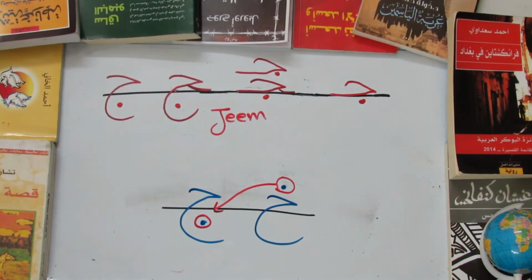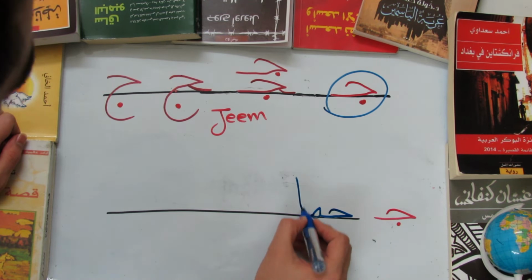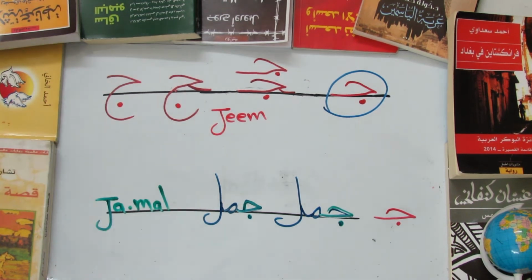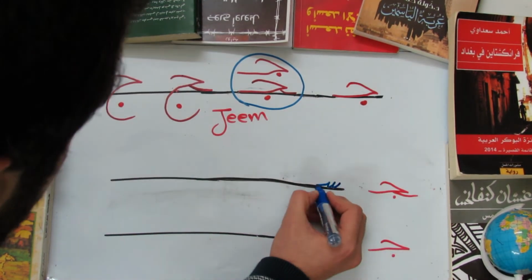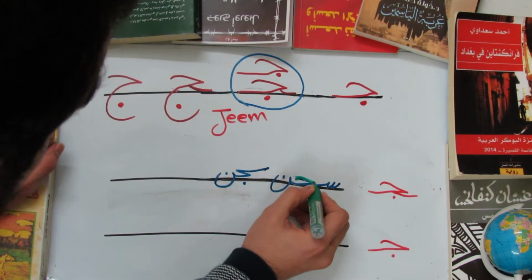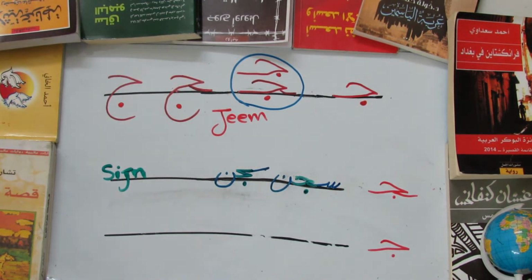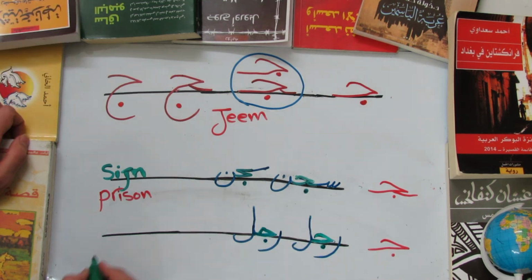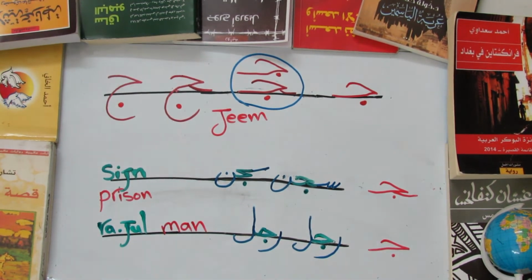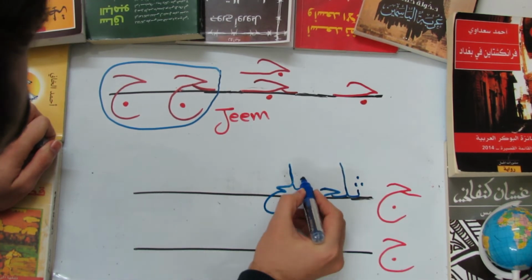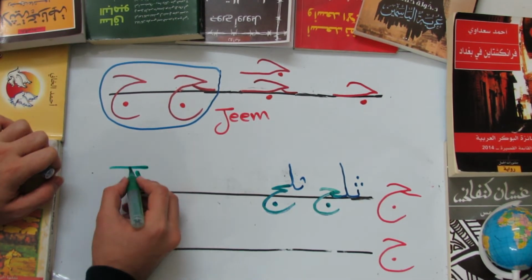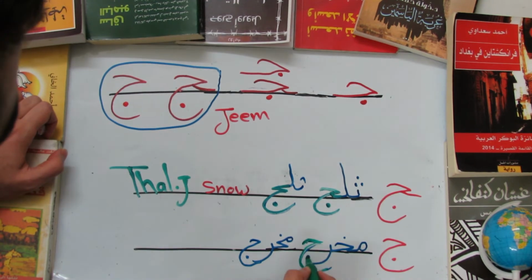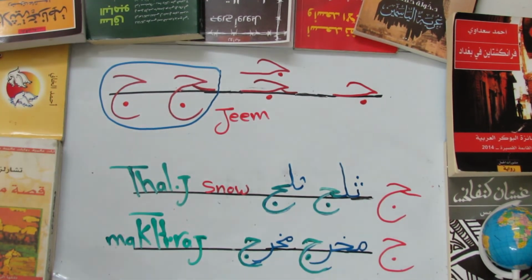Let's take examples directly. For Jeem at the beginning of the word, we have Jamal, camel. And for Jeem in the middle of the word, we have Sijn, prison. And we also have Rajul, man. And for Jeem at the end of the word, we have Thalj, snow. And we also have Makhraj, exit.